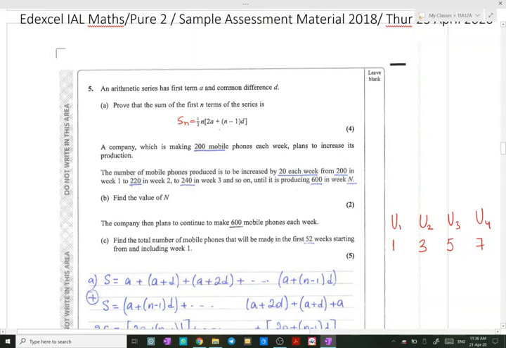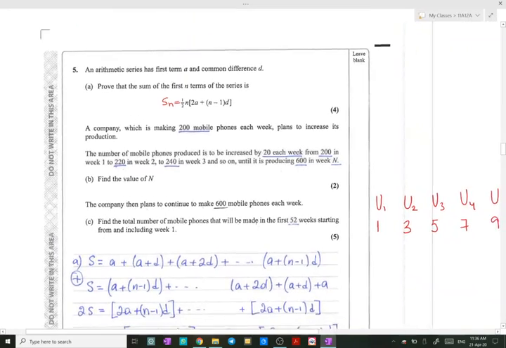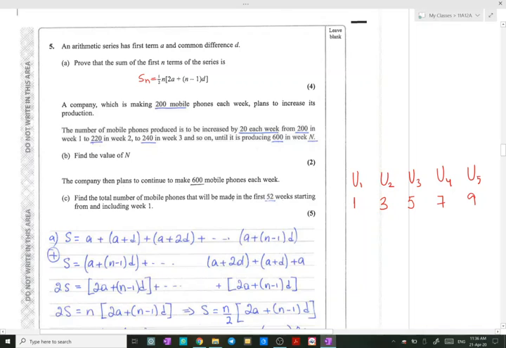Let us first compare the general forms with respect to this arithmetic sequence that I have composed here. If I have an arithmetic sequence of terms 1, 3, 5, 7, 9, I call the first term U1 and the second term U2 and the third term U3, U4 and U5. In order for us to find the sum of the 5 terms, we need to use this formula.